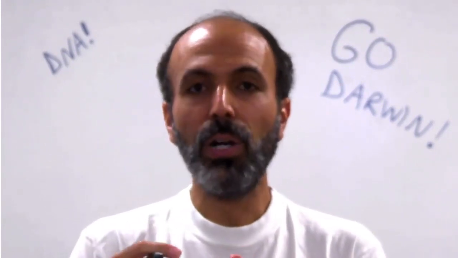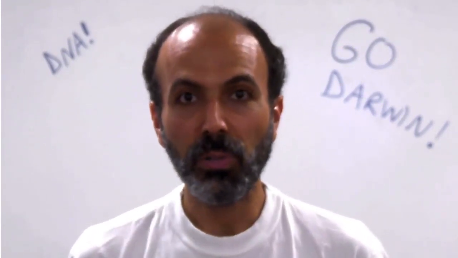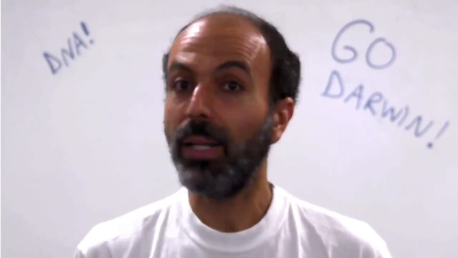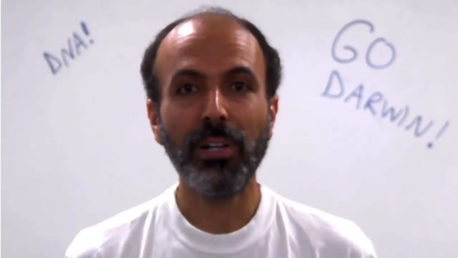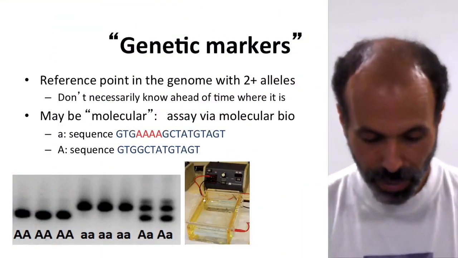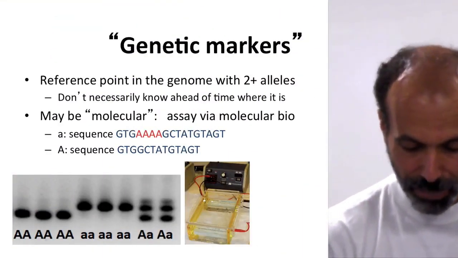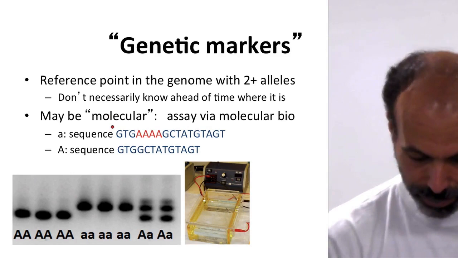And you can say that I know that ALDH is in the middle of the other two, but you don't know what chromosome any of them are on. That's okay. That's the start of how you put together a genetic map. Now, genetic markers can be molecular, right?